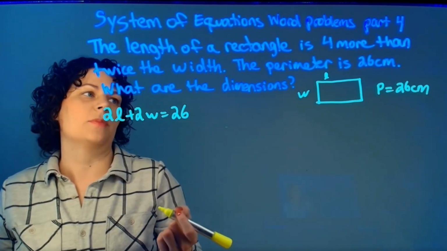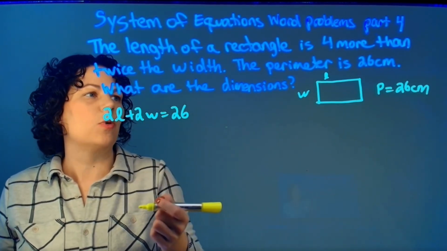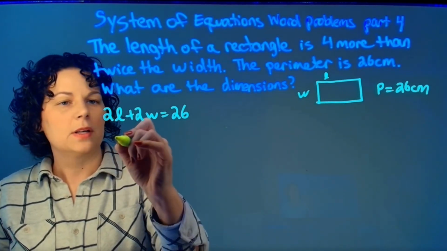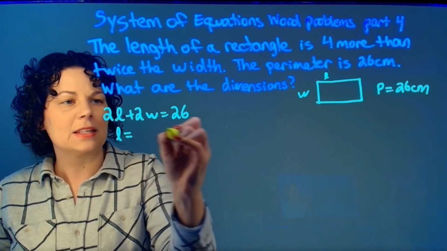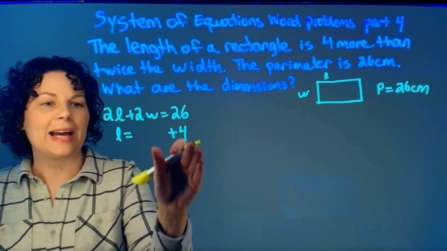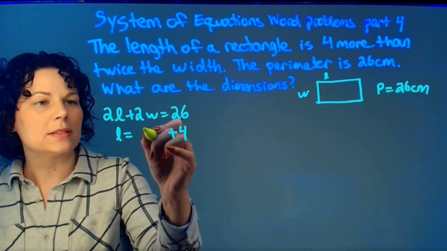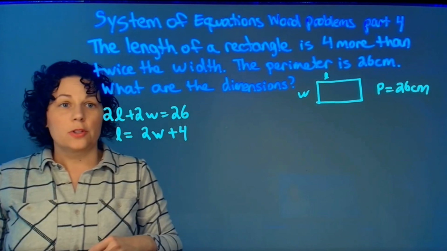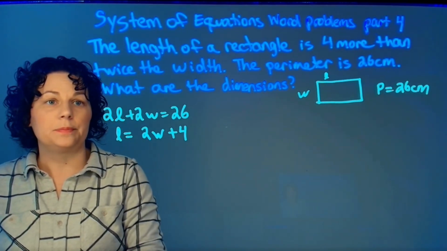Now the other one comes from where the length is 4 more than twice the width. I'm going to write it down here because I don't want it to be crunched up there. The length is 4 more than. With more than, we know we add at the end. Twice the width means 2 times the width. So those are our two equations for our system.